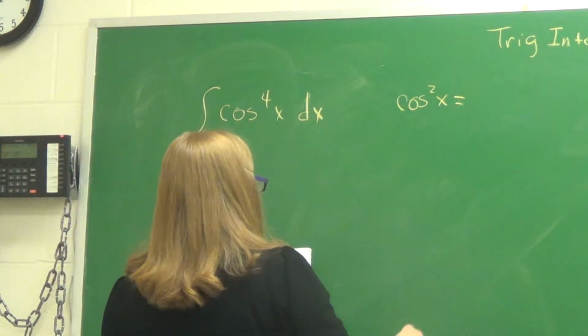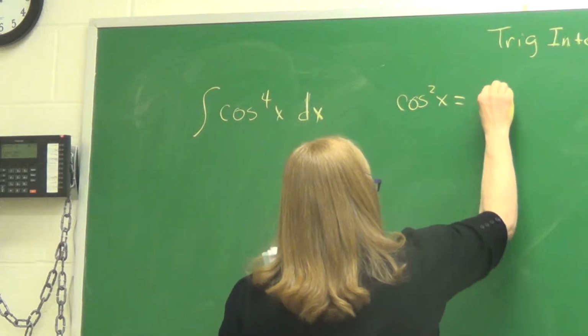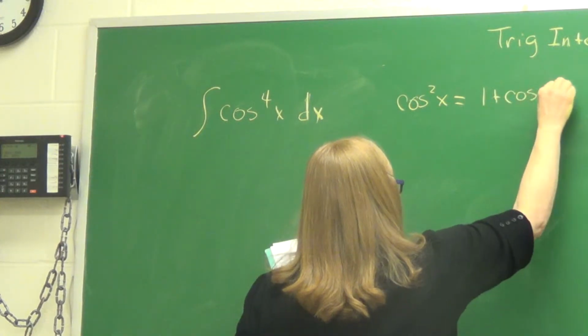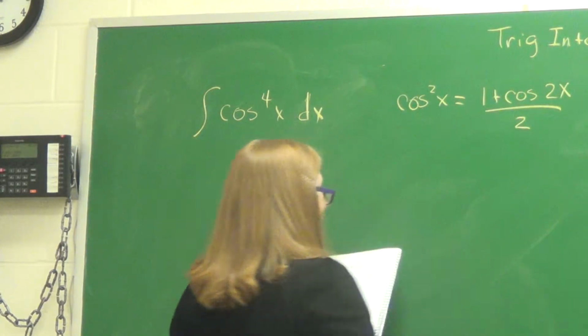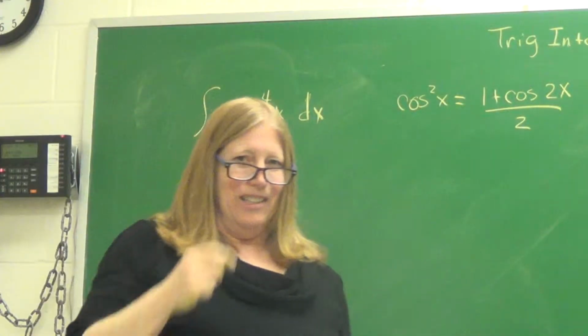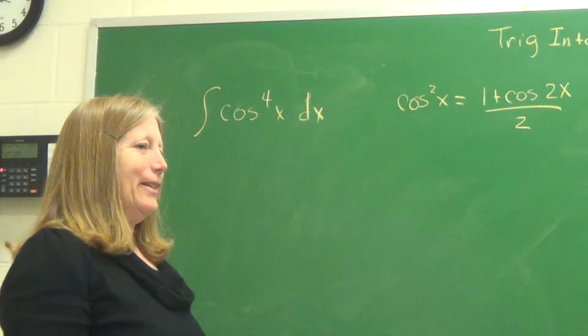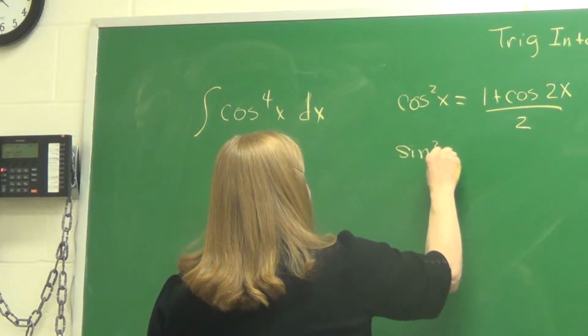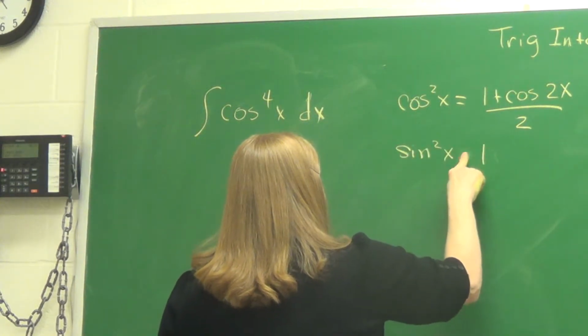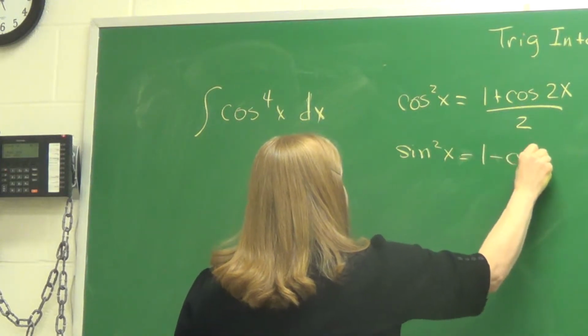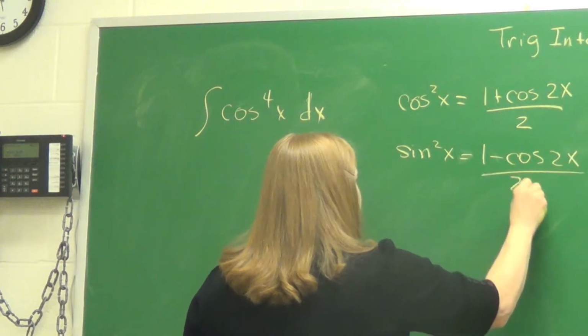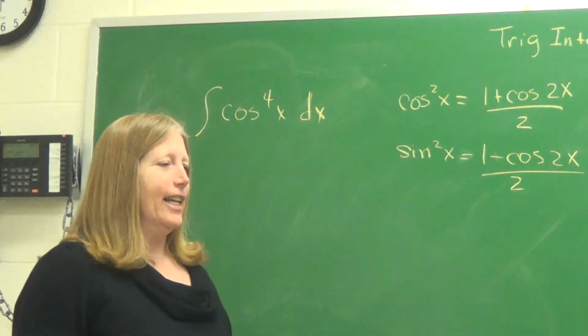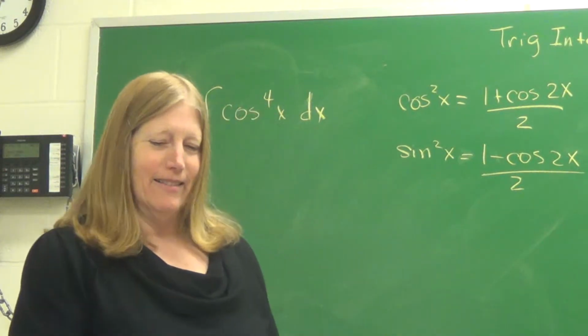The cosine squared of x is the same as 1 plus cosine of 2x over 2. Anyone remember that? That's a trig ID. It's a blast from the past. And I'll give you the sine one is the same, except it's 1 minus. I remember that because sin is negative, so that's how I remember that.